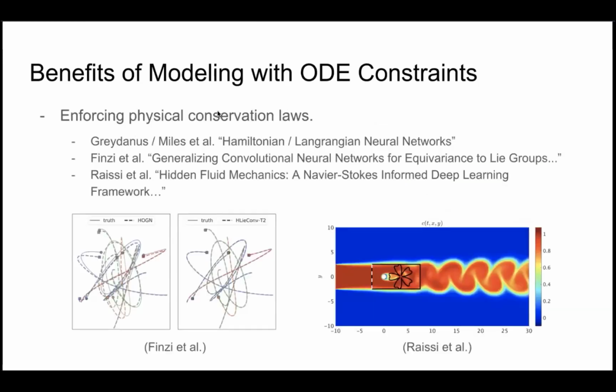Another benefit that some research groups have been pursuing is the modeling of dynamics with specific constraints. So here you would constrain the dynamics function itself. Specifically, the Hamiltonian and Lagrangian neural nets model physical environments that satisfy a conservation of energy. Finzi et al. use transformations that are equivariant to Lie groups to design dynamics that conserve momentum.